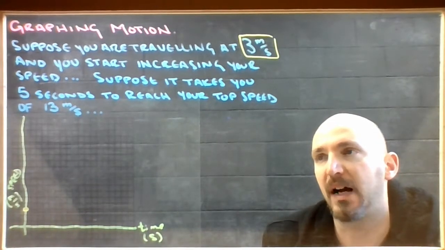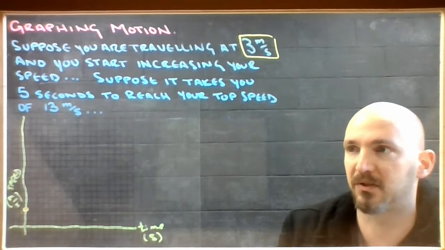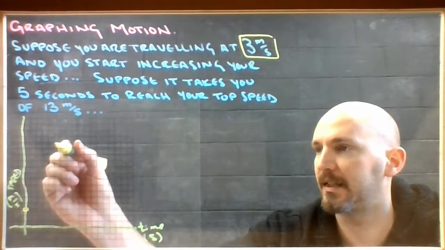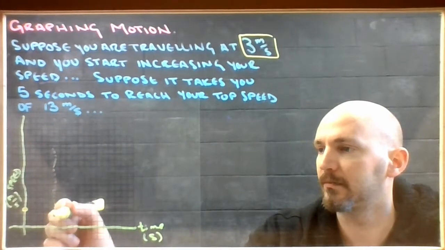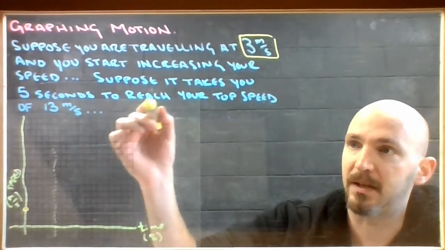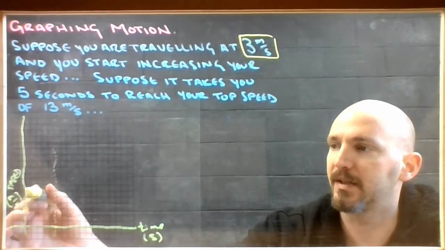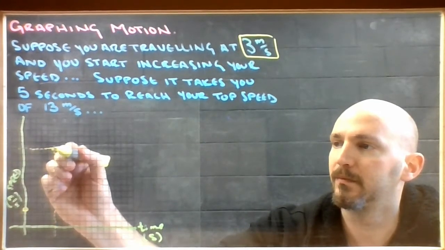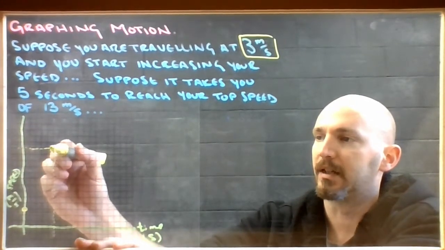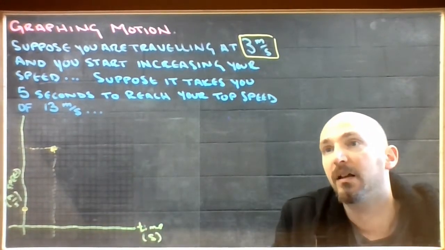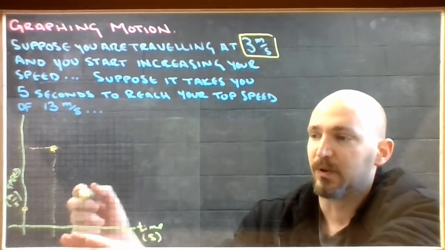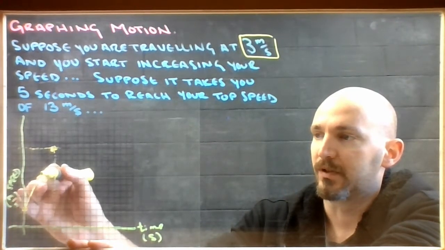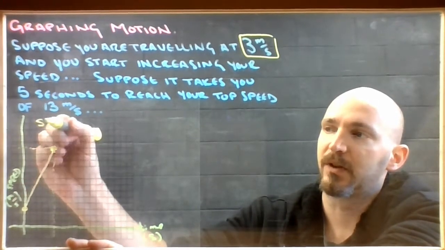Then suppose it takes me 5 seconds to reach my top speed of 13 meters per second. So if I hop 5 seconds later, 1, 2, 3, 4, 5, that's somewhere on this line. I should have reached a speed of 13. So it's 1, 2, 3, 4, 5, 6, 7, 8, 9, 10, 11, 12, 13. That's here. We'll put in a dot there. All right. So what's happening then is you start at this 3 here, and as time goes by, your speed has to go up in order to reach that point there. So lovely. I've made our first speed versus time graph.